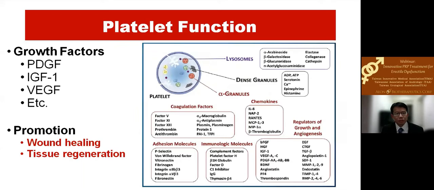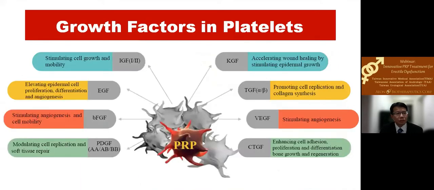Now we look at the platelet. There are lysosomes, dense granules, and alpha granules in the platelet. And there are coagulation factors, growth factors, and chemokines in the platelets. The most important are the growth factors, including PDGF, IGF-1, and VEGF, etc. And these growth factors would promote wound healing and further tissue regeneration.